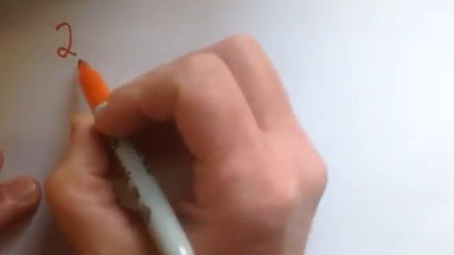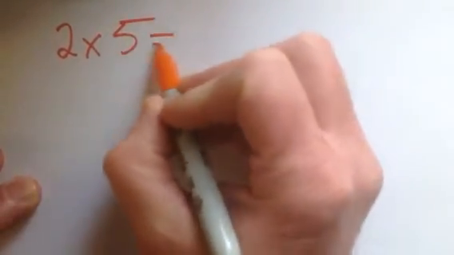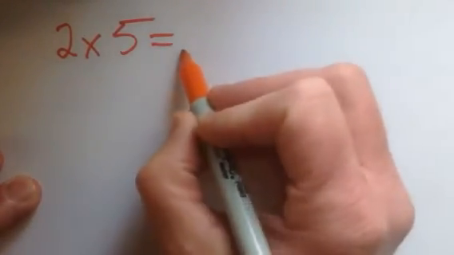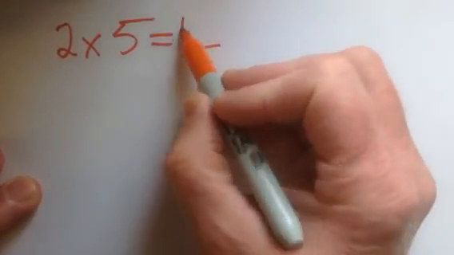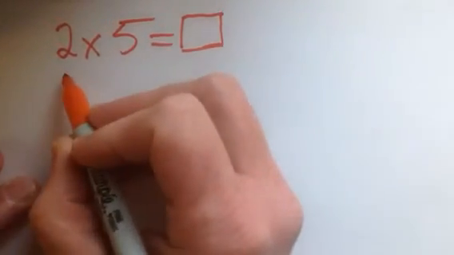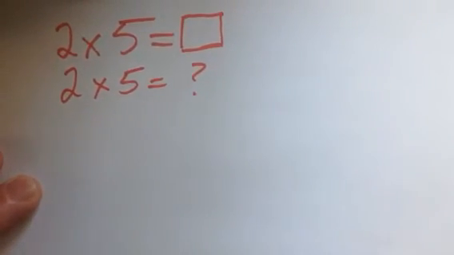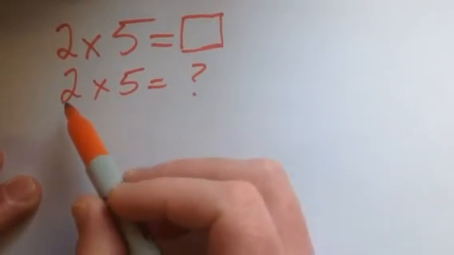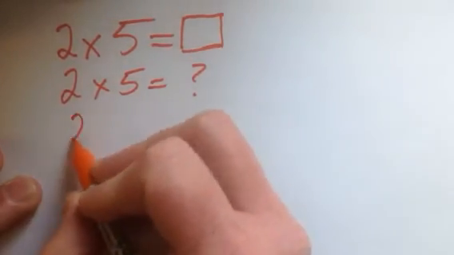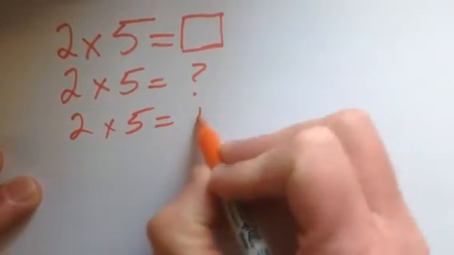But we need to go back to the origins of arithmetic, where we might have practiced in elementary school things that would look like this. We might have 2 times 5 equals either a line, could have been a box, could have even been a question mark. 2 times 5 equals question mark. And we would know intuitively to just go ahead and multiply 2 times 5 to get the answer 10. So 2 times 5 equals 10.